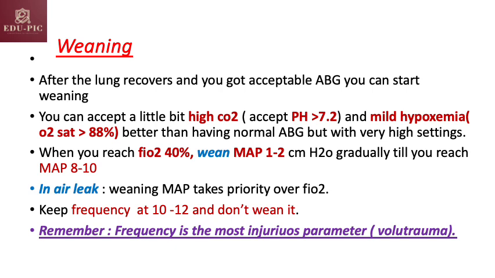When you reach FiO2 of 40, start to wean the MAP by 1 to 2 centimeter water gradually till you reach the MAP of 8 to 10. In air leak syndrome, weaning the MAP takes priority over FiO2. Keep the frequency at 10 to 12 and don't wean it. Please remember that frequency is the most injurious parameter because it causes volutrauma.